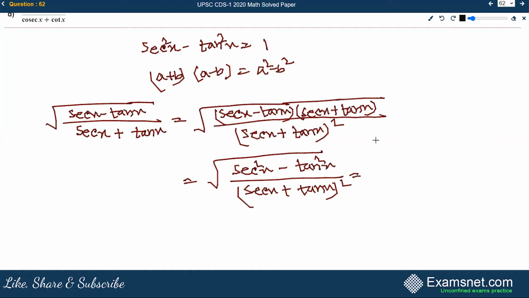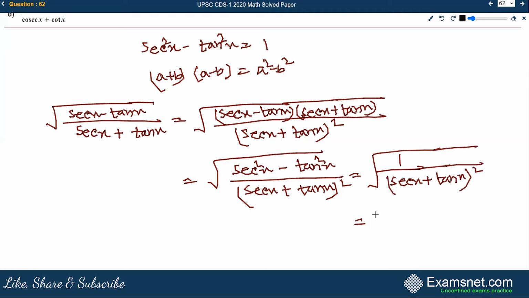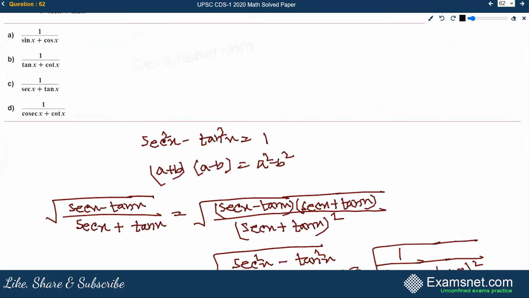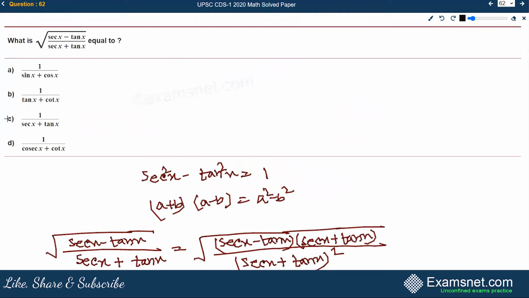It would result in 1. So root under 1 by (sec x plus tan x) whole square, right? If we take it out from the root, if we square root it, we will get 1 by sec x plus tan x. So this is the answer here. It matches with option C, 1 by sec x plus tan x.